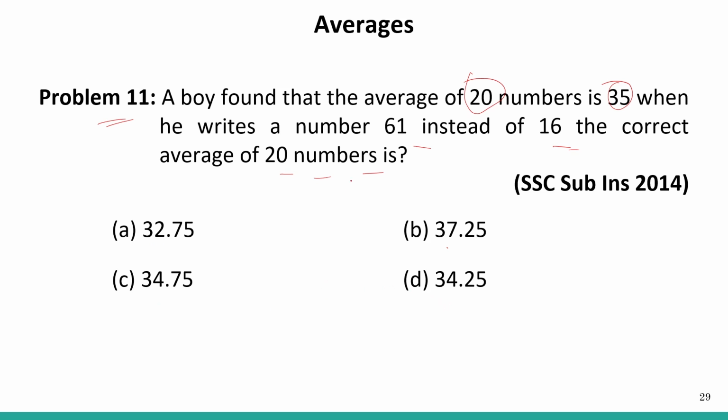He found out that the average of 20 numbers is 35. Let those numbers be A1 plus A2 plus dot dot dot plus A20. So their average, the whole sum divided by 20, is equal to 35.